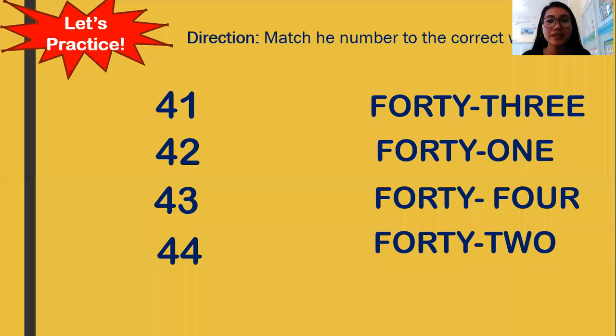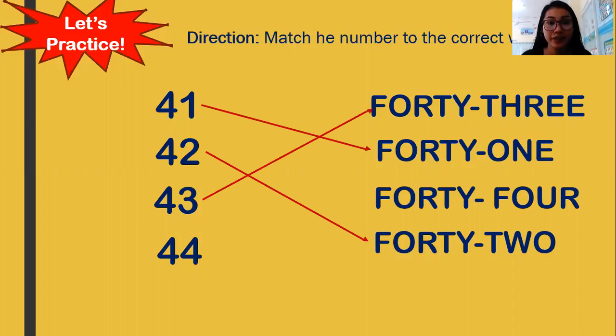In this activity, class, we are going to match the number to the correct number words. The first numbers are 41, 42, 43, and 44. Now let's find out which of the words is number 41. Ready? So 41 is there, 42 is there, 43, sorry, is there, and 44 is there.